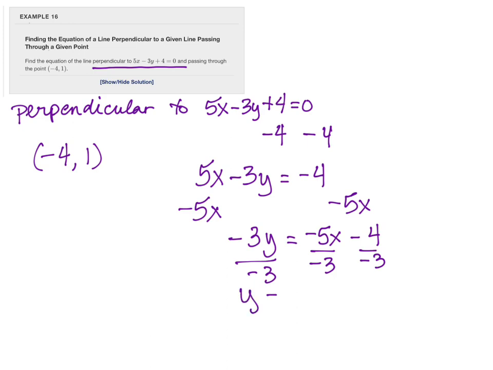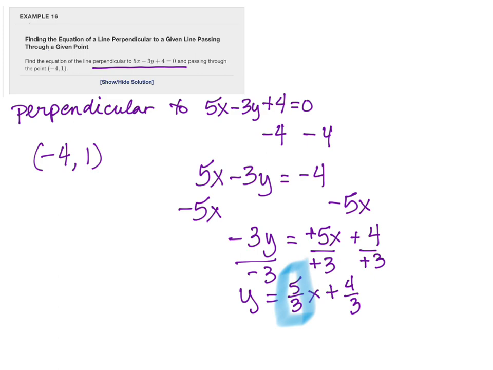So y now equals positive 5/3. How'd that go to positive? Because it's negative. Yeah, and a negative divided by a negative. Now I got a positive. And I have also a -4 divided by a -3. I'm going to call that plus 4/3. The only thing that I need off of this line is the slope. I don't need anything else.